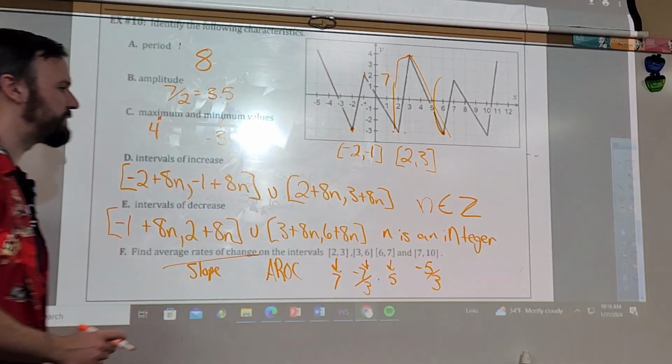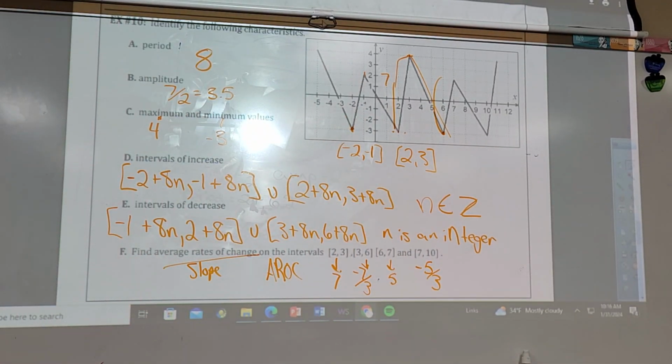Does that kind of ring a bell? Yeah. Slope, right? Average rate of change is the slope. Slope is your average rate of change.